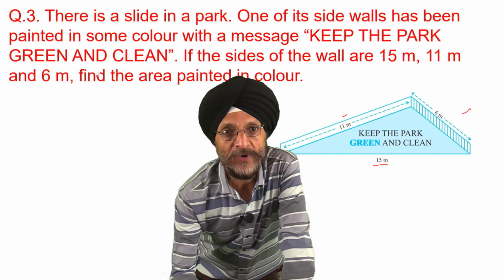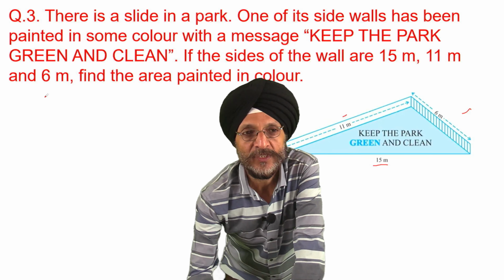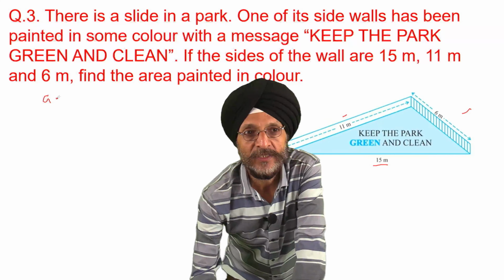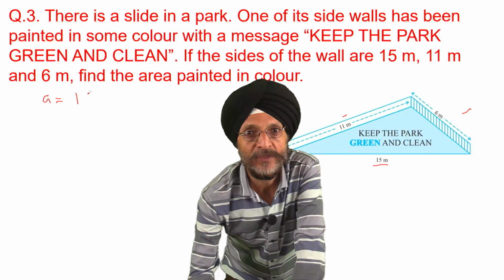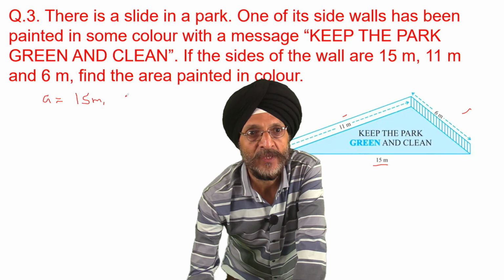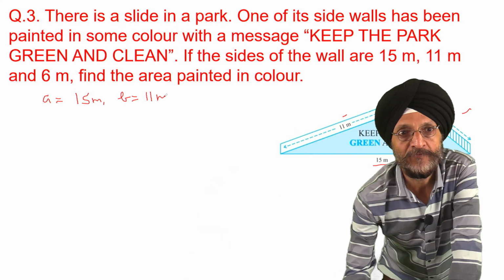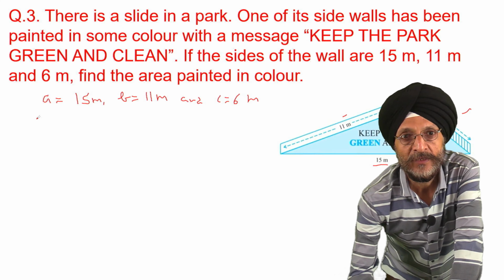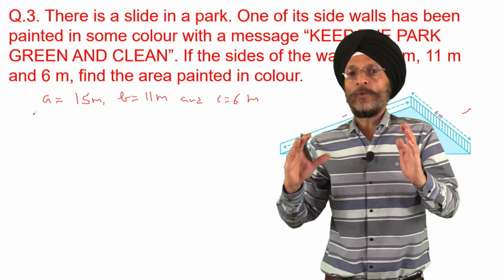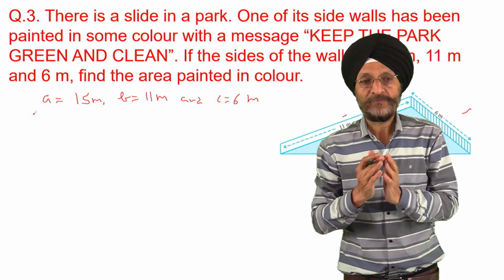So what has been given to us? These are the three sides of the walls. Suppose these are the three sides A, B and C. A is equal to 15 meter, B is equal to 11 and C is equal to 6 meter. Now we have to calculate the area of triangle using Heron's formula.